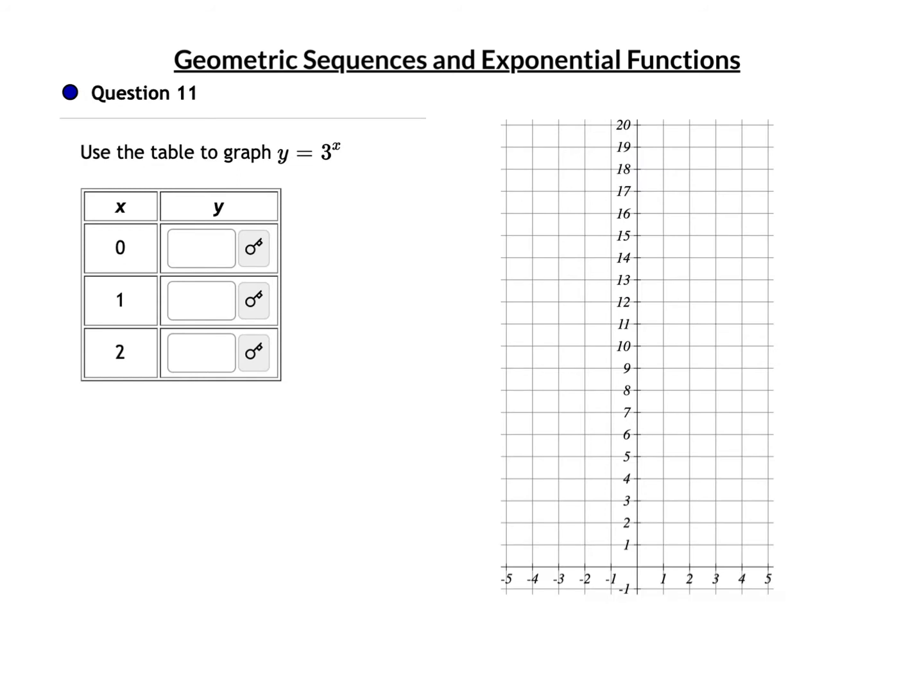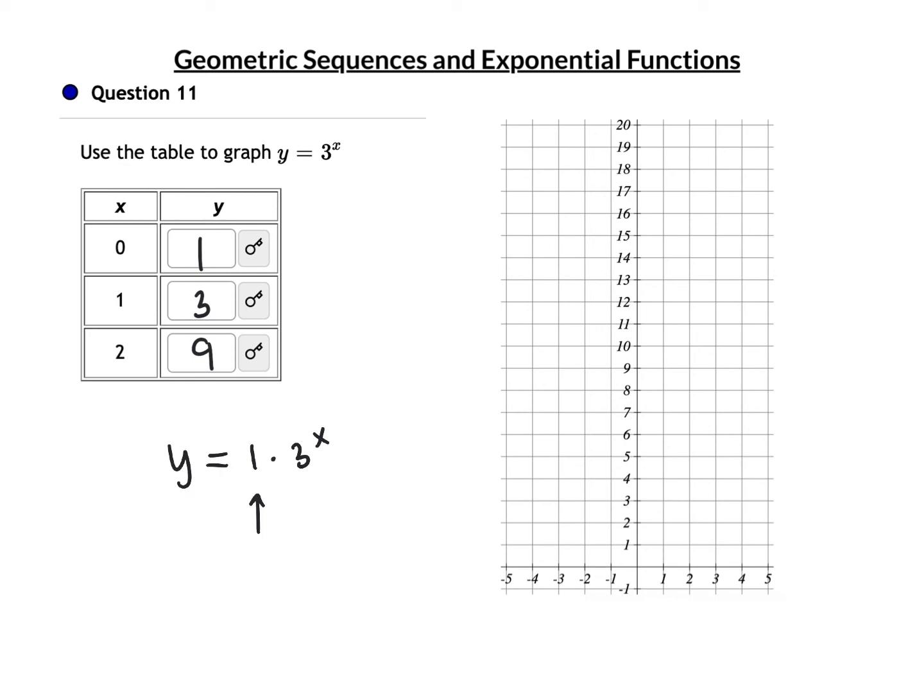Question 11 is so that you get an understanding of what an exponential graph looks like. This is just y equal 3 to the x. You could think of it as y equal 1 times 3 to the x, meaning you're starting at 1, and every time you move one spot, you multiply by 3. Fill out the table, put in 0. 3 to the 0 is 1. Anything to the 0th power is 1. 3 to the first is 3. And 3 to the second, 3 times 3 is 9.